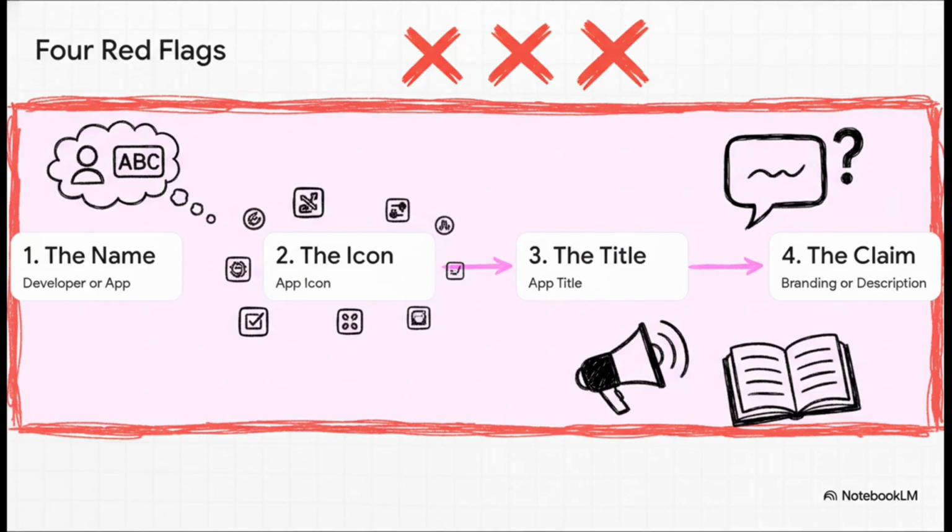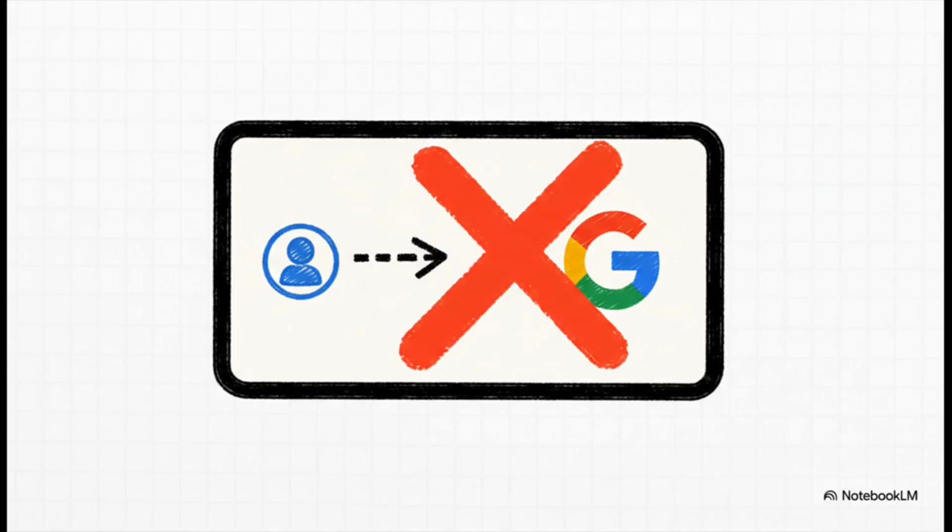It's serious stuff. All right, first up, your developer name. Let's say your developer name is something like Google Official Apps.